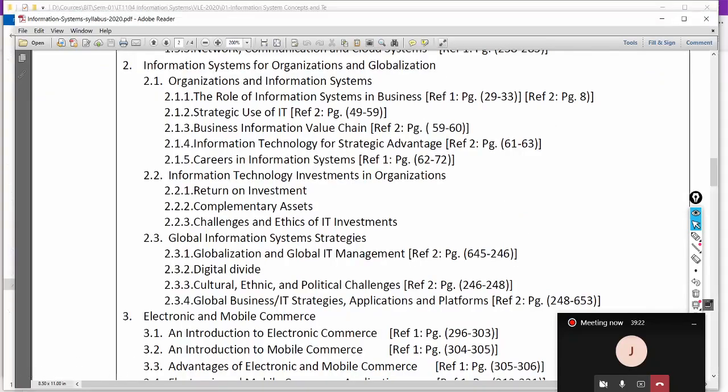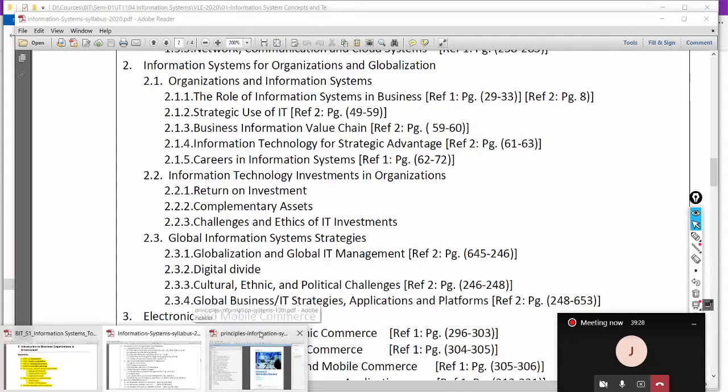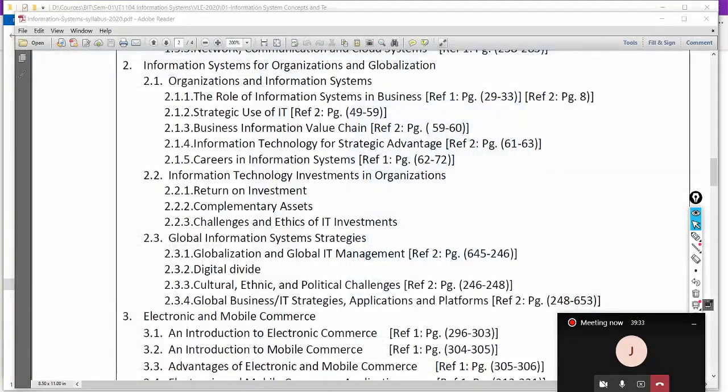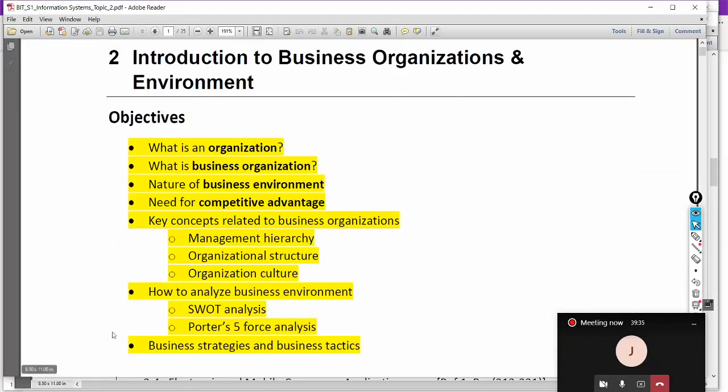Okay, so let's move on. If you have any clarifications needed, you have to ask. At any time I'm here to help you. Right. So let's first discuss what is meant by organization and organizational environment, business environment, etc.